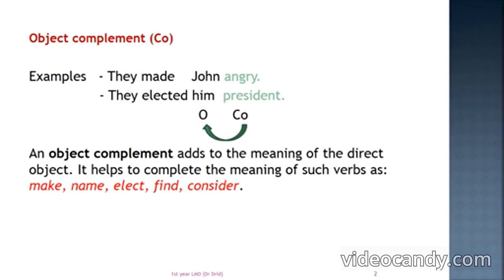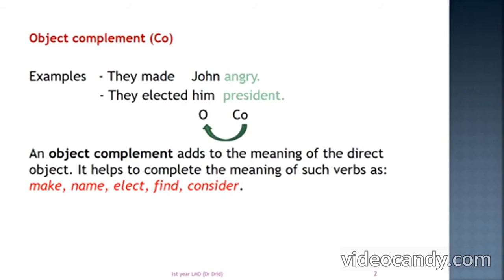For example, they made John angry. They made whom? They made John. Then angry. Angry is about John. They elected him president. They elected whom? They elected him. President is about him.